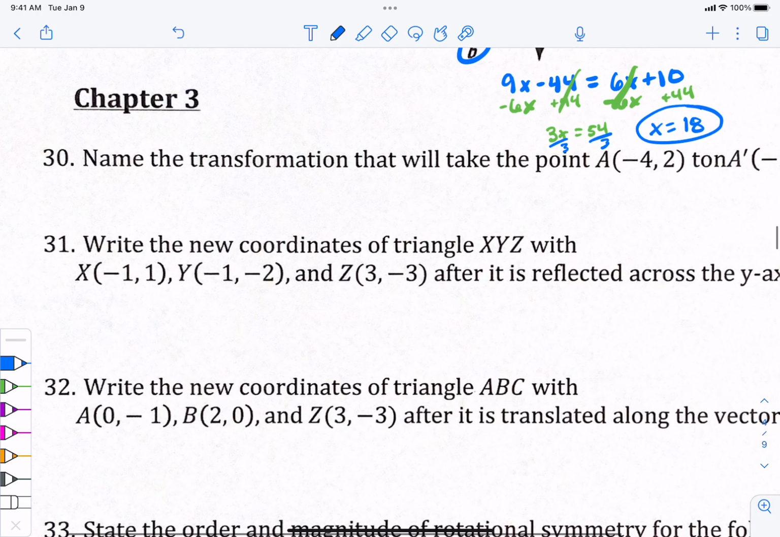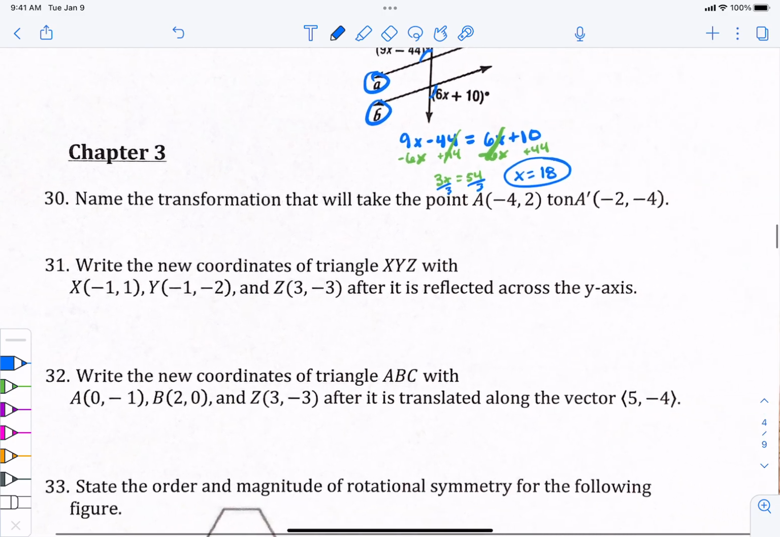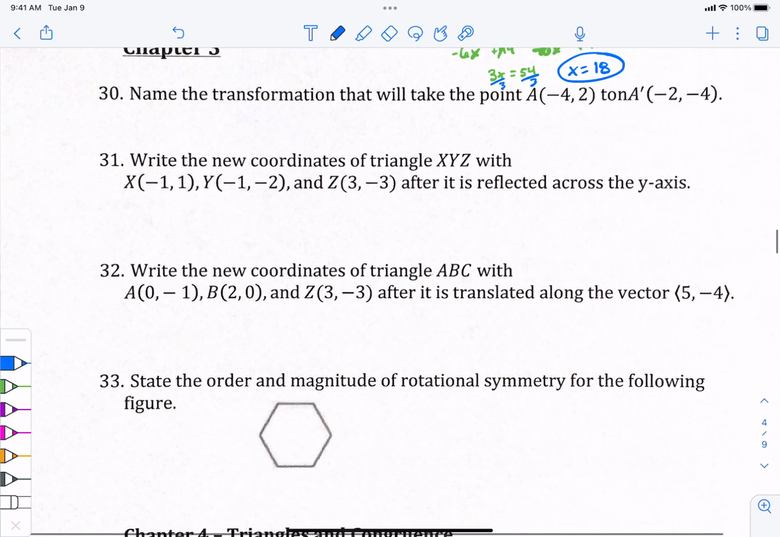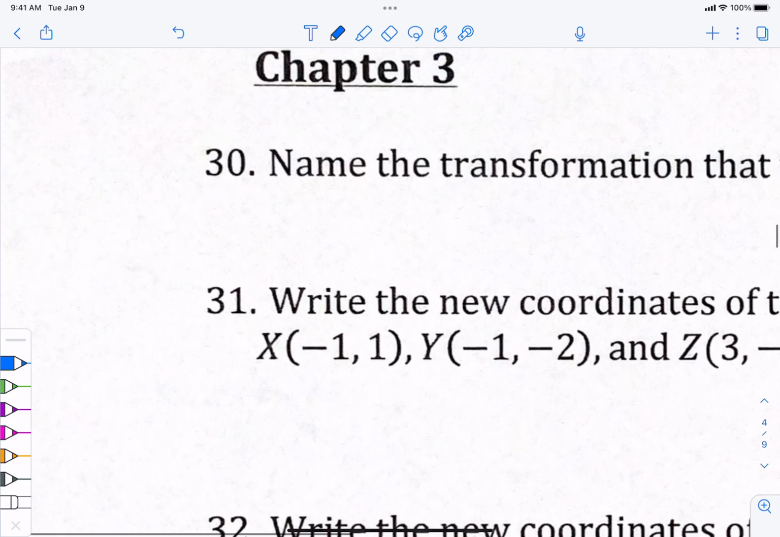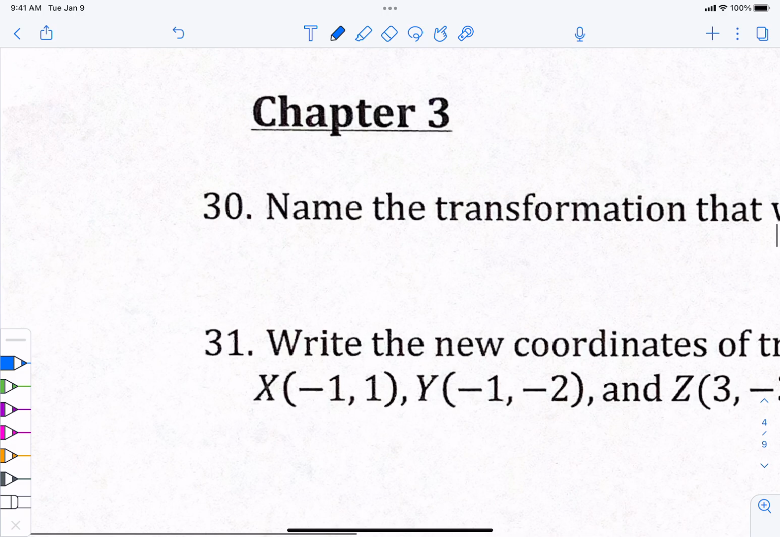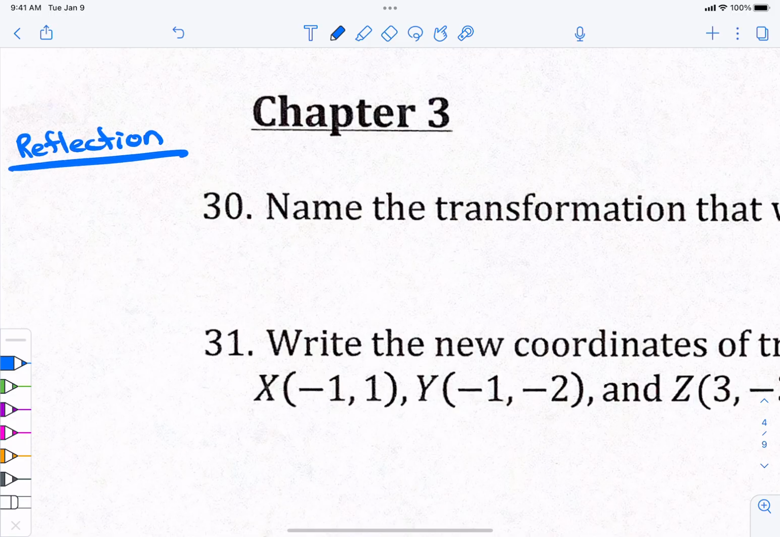Okay? All right, name the transformation that we'll take. Should we put some stuff off to the side over here? Transformations. Okay, so the 3 types of transformations are, the first one we did was a reflection. And we had 3 types of reflections. They were x-axis reflection. And what happened to the coordinates when you reflect across the x-axis?